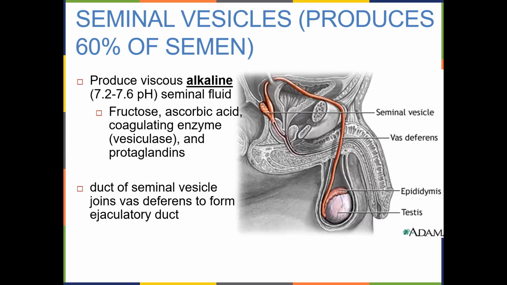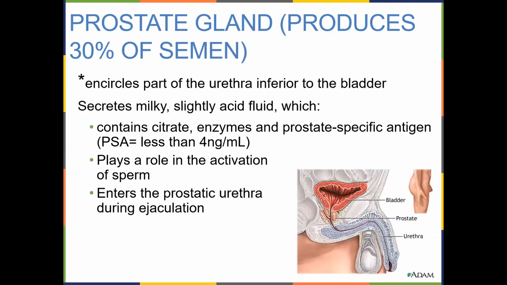So the semen is somewhere around 7.2 to 7.6. It's slightly alkaline, not very alkaline, but slightly alkaline, because remember the inside of the vagina is acidic. So we're slightly alkaline to neutralize that. We know that semen is produced 60 to 65% in the seminal vesicles, 30 to 35% in the prostate, and another 5 to 10% in the bulbourethral gland. And there's our ejaculatory duct. The prostate gland is going to make the other 30% or so.